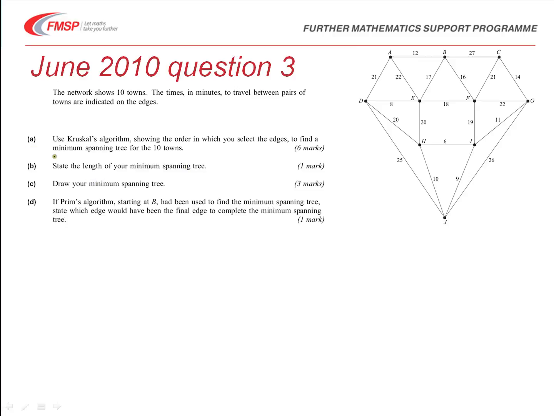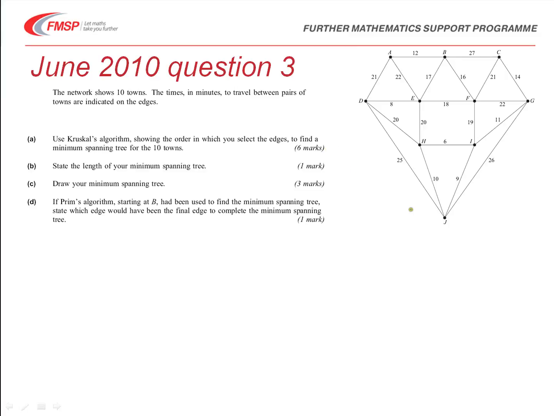In part A of the question we've got to use Kruskal's algorithm, showing the order in which you select the edges, because that's critical to illustrating that you've used Kruskal's algorithm and not Prim's, to find the minimum spanning tree. You've also got to state the length of that tree and draw it. So it's worth drawing the tree as you list the edges in order.